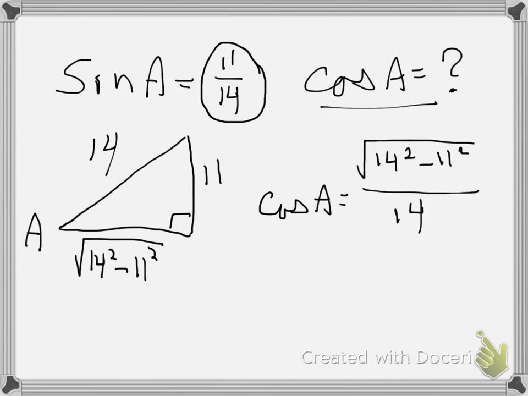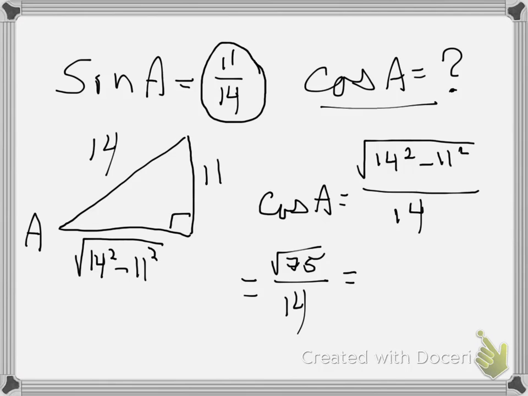So let's take 14 squared, which hopefully is still 196. If you don't know that, this would be a good time to get out your calculator and pump these things in real fast. And 11 squared is 121, so we get the square root of 75. So our cosine function is really the square root of 75 over 14. Now, that was not one of the options.